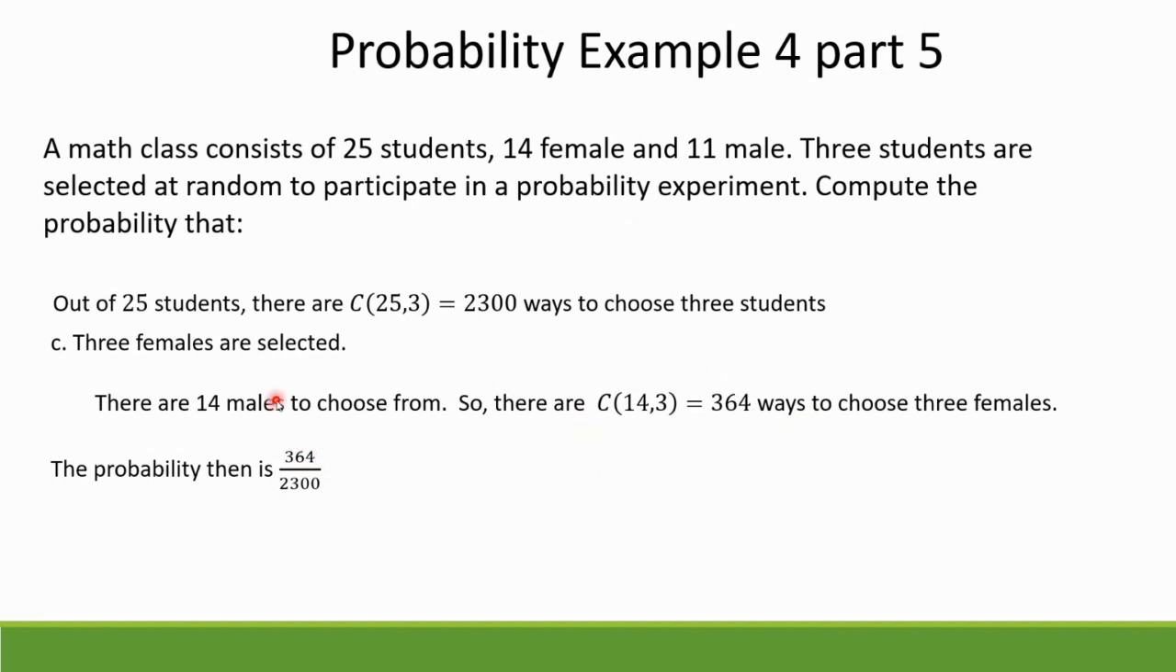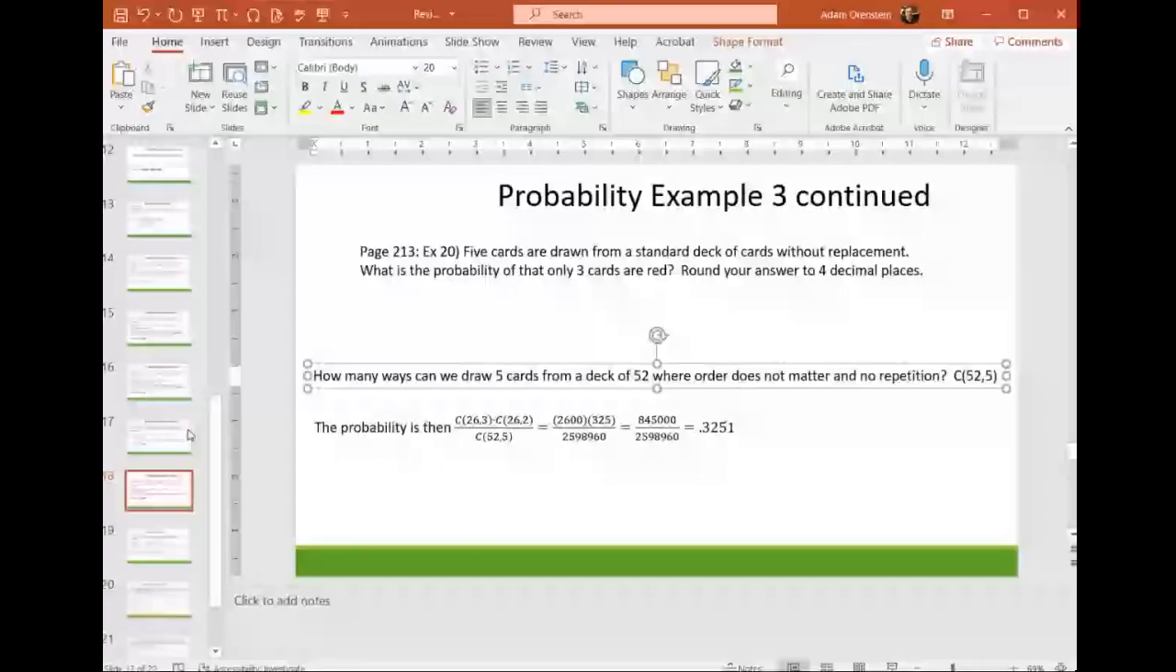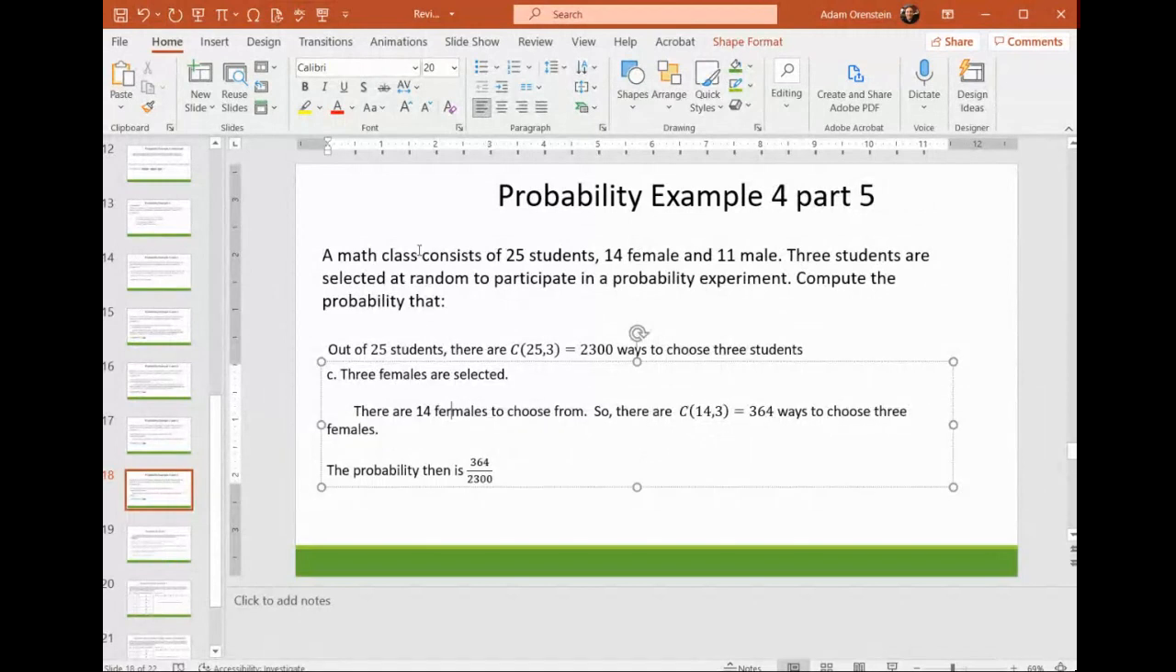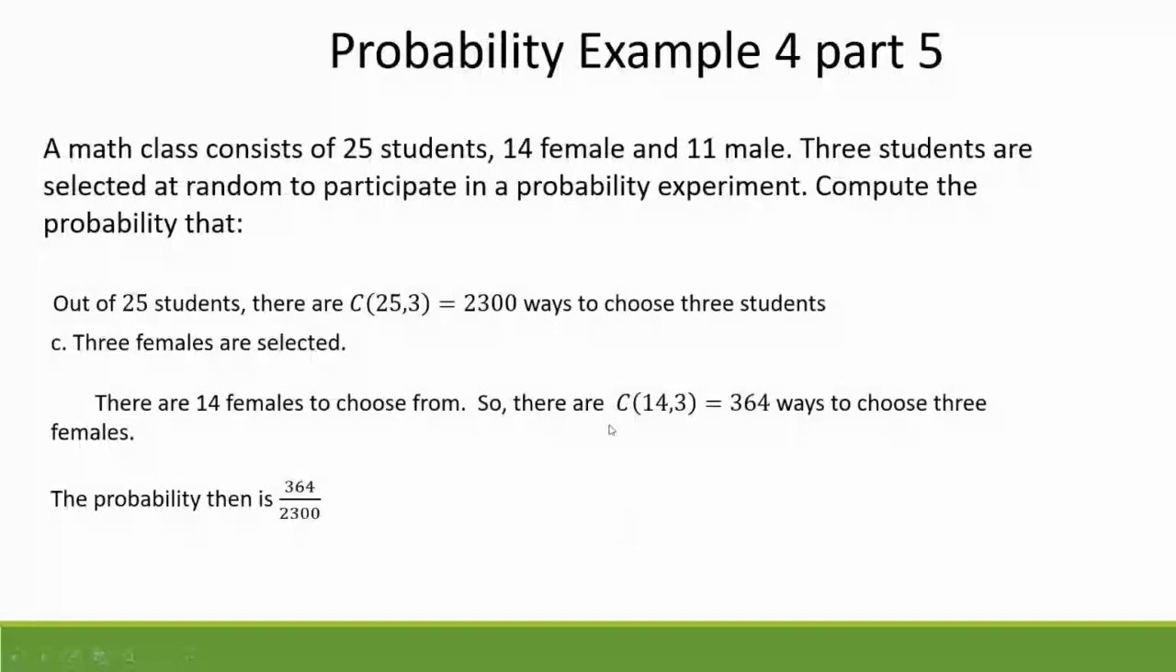Now what about females? What if 3 females are selected? There are 14 females, that's given. So how many ways can we choose 3 females out of 14 without repetition, where order doesn't matter? That's what this is. So the probability would be this. Any questions on that?